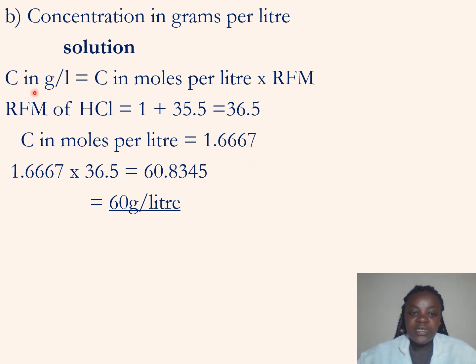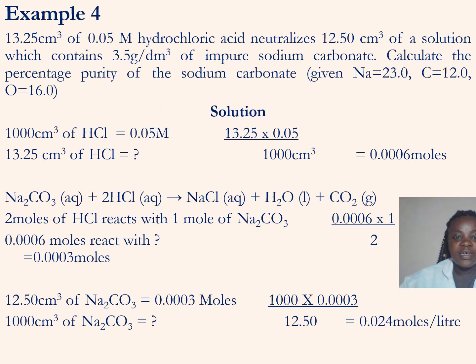So concentration in grams per liter, we multiply concentration in moles per liter, that is, we had 1.6667 moles, then multiply by the relative formula mass or the molar mass, which is 36.5. So the concentration of hydrochloric acid solution was 60 grams per liter. Okay, that was example 3. So let us look at example 4.